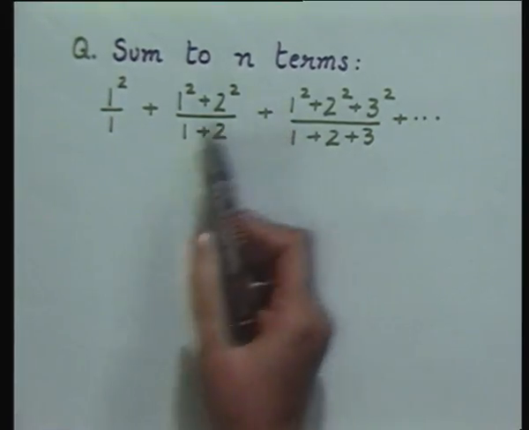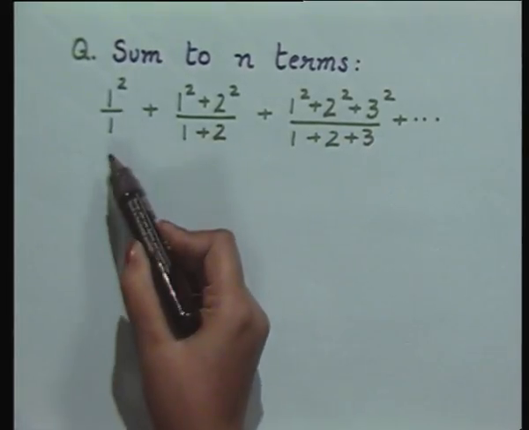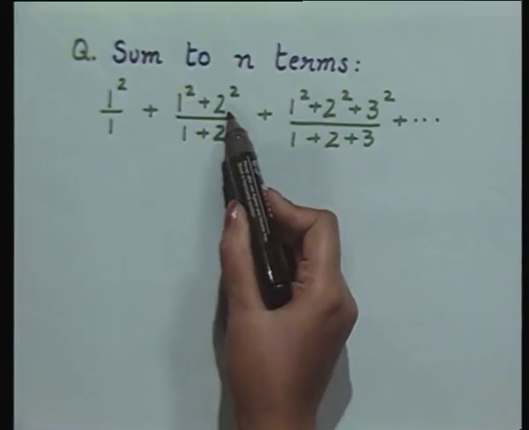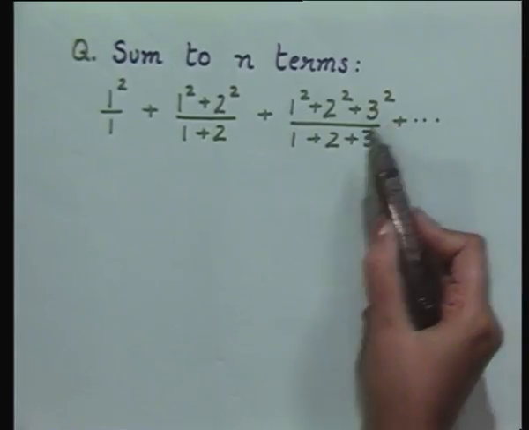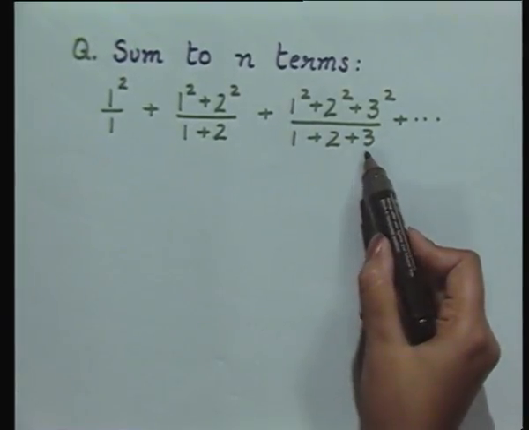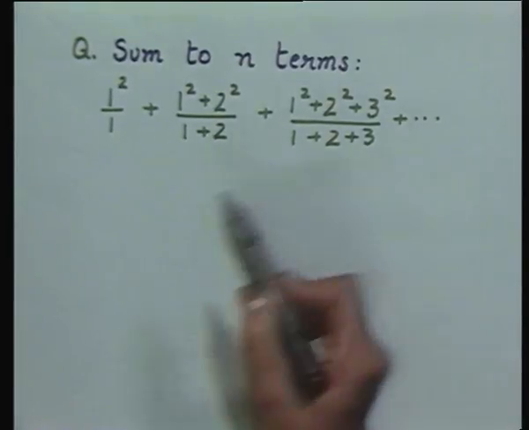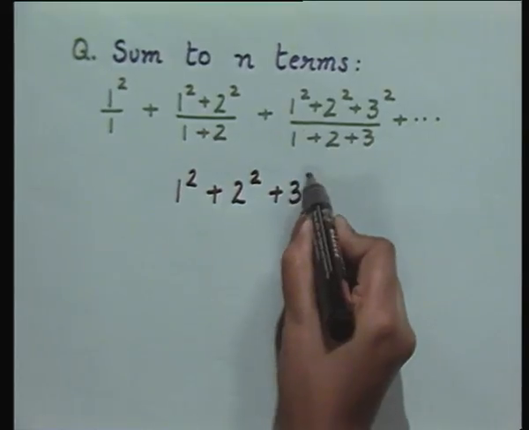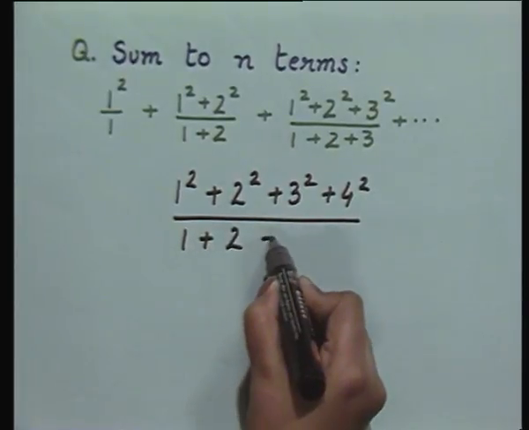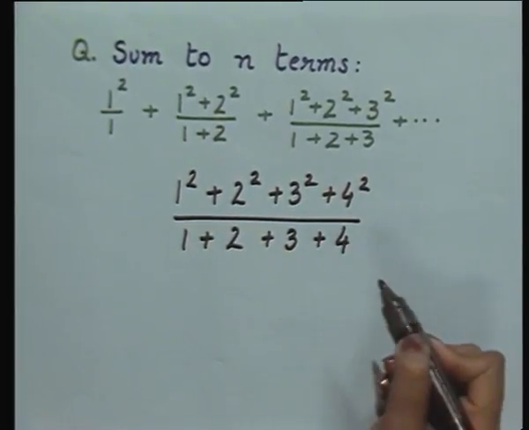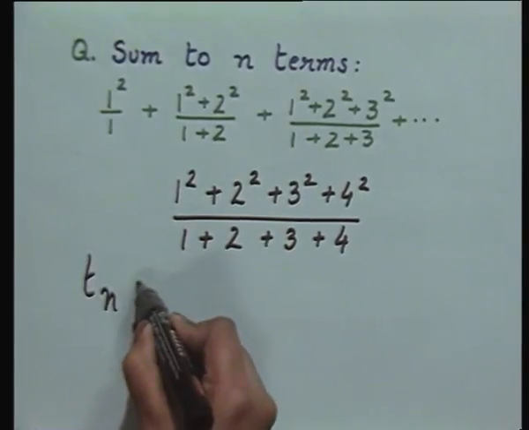The question says, sum to n terms again, but our series is 1 square by 1 plus 1 square plus 2 square whole divided by 1 plus 2 plus 1 square plus 2 square plus 3 square divided by 1 plus 2 plus 3 and so on. Try to see what the next term is going to be. The next term will be 1 square plus 2 square plus 3 square plus 4 square whole upon 1 plus 2 plus 3 plus 4. That's right. And so what will be the nth term?